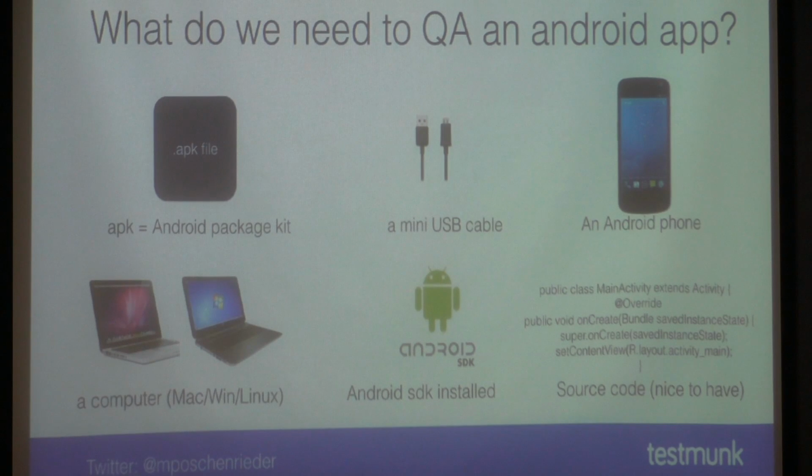Okay, so basically the app that you have on your screen is called an APK file. It's Android Package Kit. That's essentially the app. On iOS, it's called an IPA file. And what else do you need? You need, of course, a phone, and you need a cable to connect it to the computer.